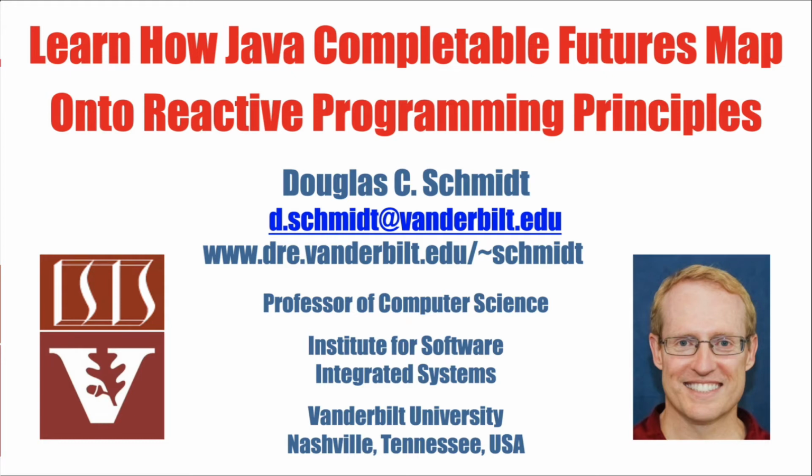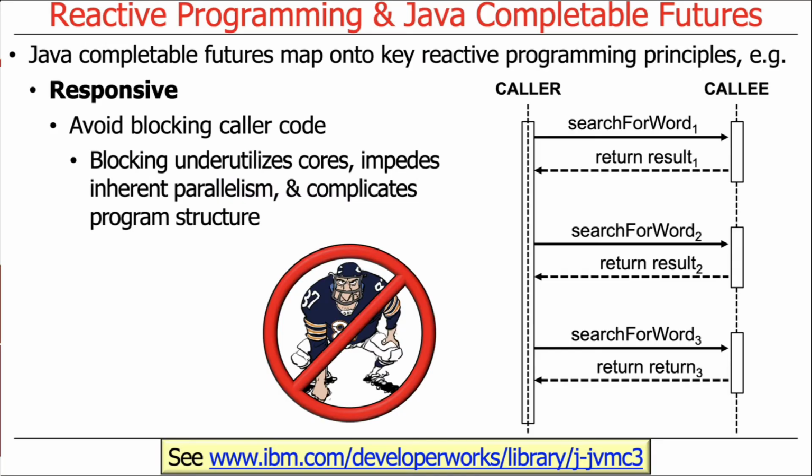So now that we've talked a bit about Java CompletableFuture and its structure and functionality, and we've also talked a bit about reactive programming, let's now show how we can map the features of CompletableFuture onto reactive programming. So here's one way to do the mapping. We talked earlier about responsiveness. One of the ways you can make your code more responsive is to avoid blocking caller code.